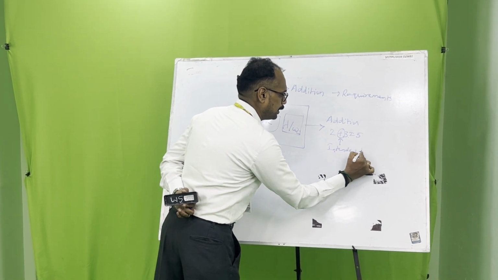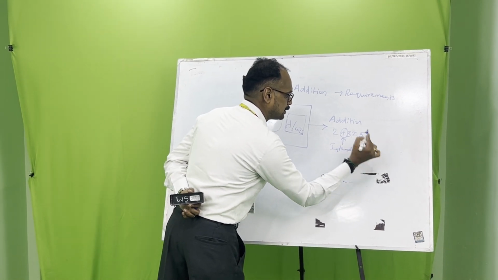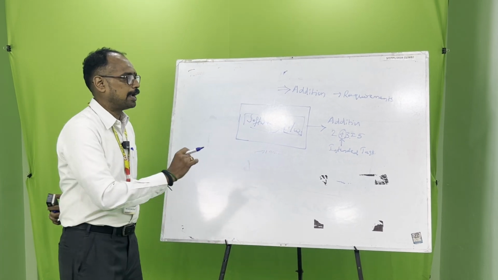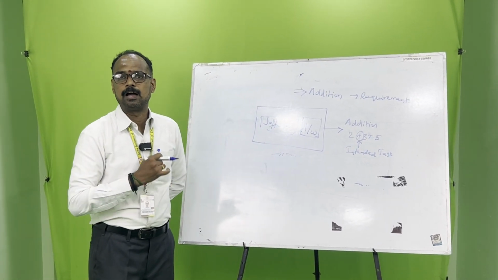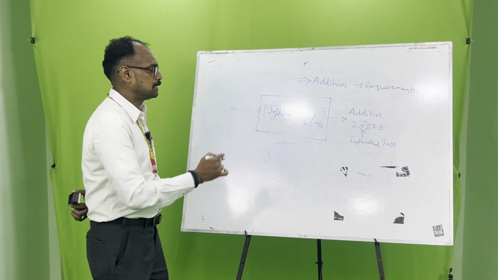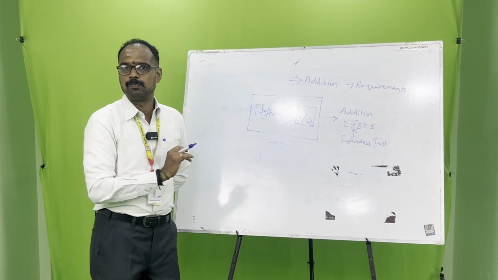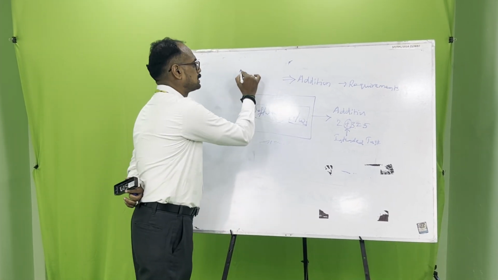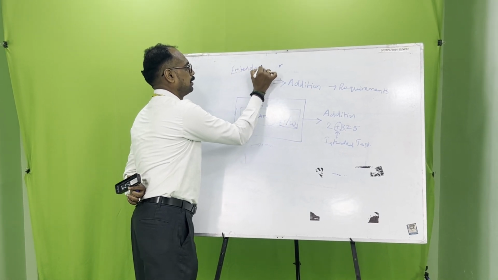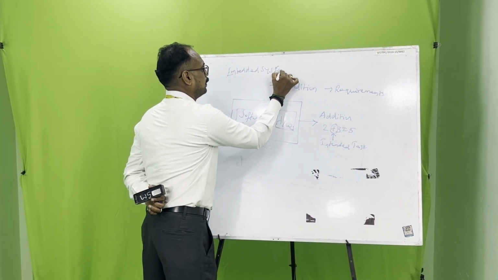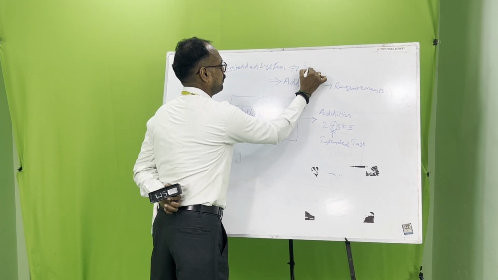Now the question automatically arises in your mind: if I want the system to do multiplication or division or subtraction, will this system support it? No, because the embedded system is especially for the specific task. Embedded system is especially for the specific task.